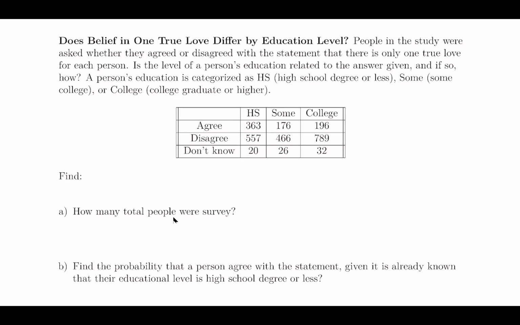So let's go ahead and do this problem. One thing you want to do first is go ahead and do the totals. Right now I'm going to do all of the rows. I want to see how many people agree with the statement. That means I'm going to add up all of the numbers I just highlighted. So we're going to say 363 plus 176 plus 196.